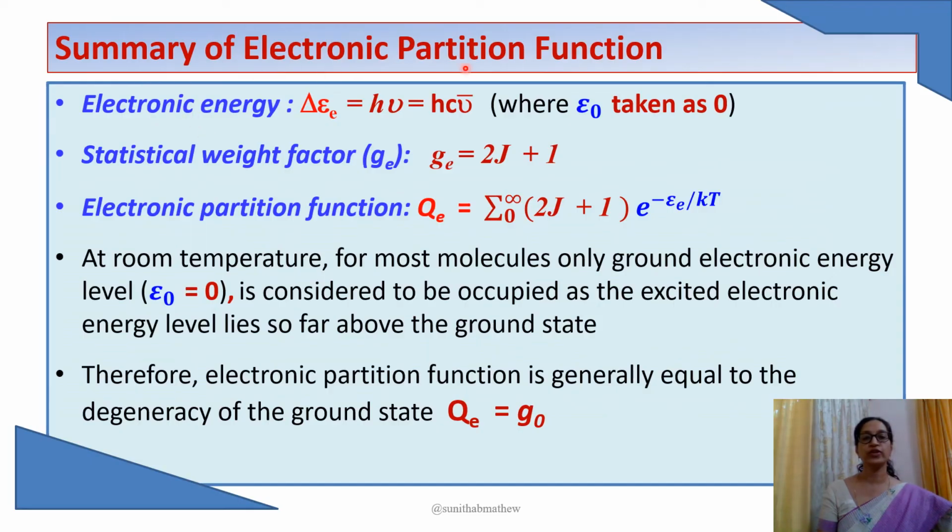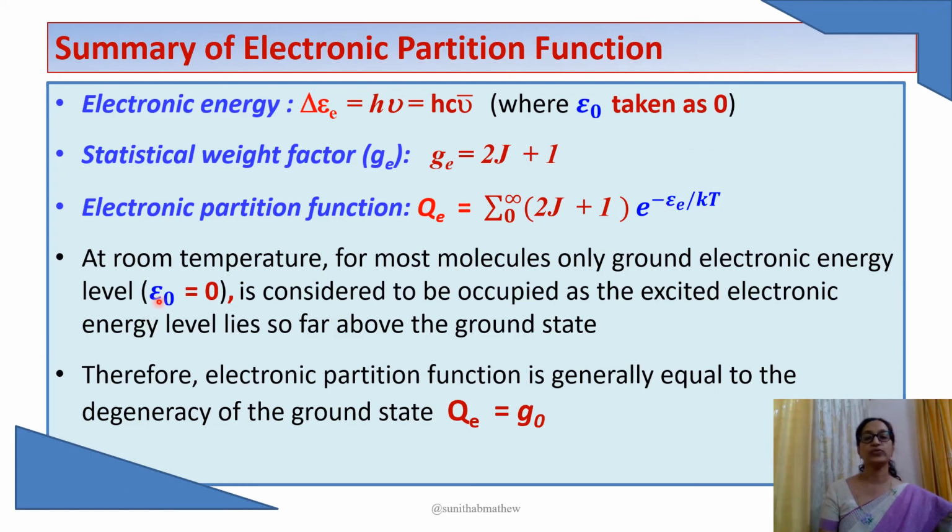Summary of electronic partition function. Electronic energy for the ground state is taken as E0 equal to 0, and for the first excited state we can write delta E is equal to h nu or hc nu bar. The statistical weight factor is given by 2J plus 1, where J is the total angular momentum quantum number. The electronic partition function can be written as QE is equal to summation 0 to infinity of (2J plus 1) e to the power minus E_E upon kT.